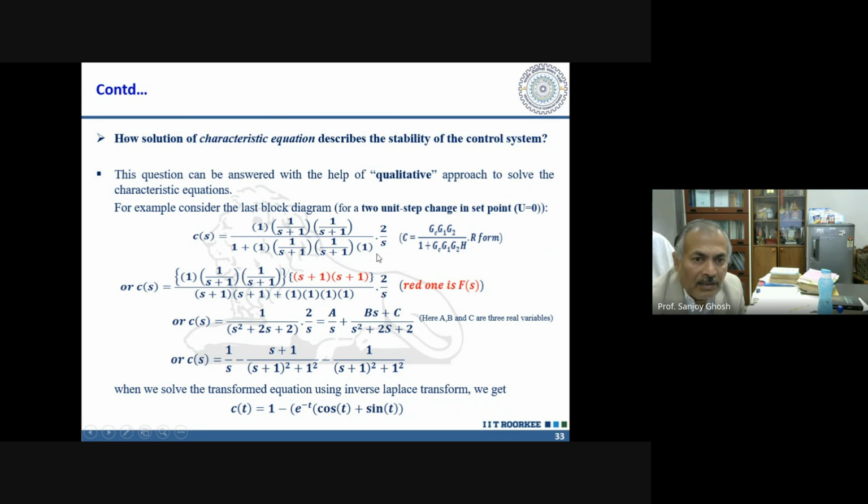And here a two step change is there. 2 by S. 2 by S, that means 2 unit step, or you can make it 1 step. Unit step means 1 by S. It does not matter. It is 1 unit step, 30 to 35 I did. That means 1 unit step. How you define the unit is depending on you. Say you say 2 degrees centigrade is like 1 unit. Then 2 unit step change means 4 degrees centigrade change is there. So that is up to you how you define it.